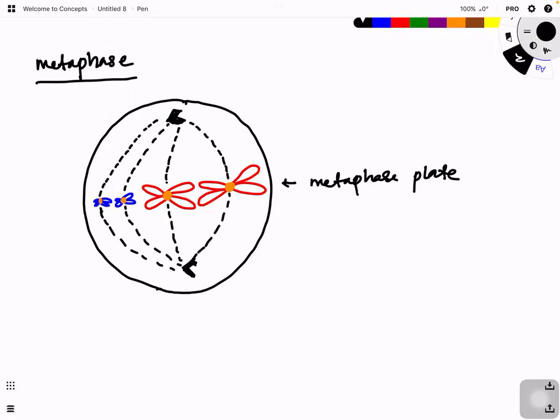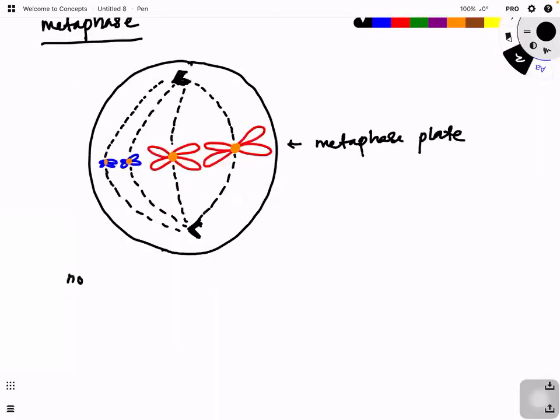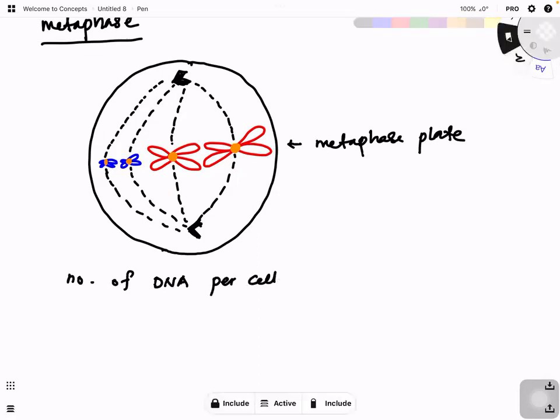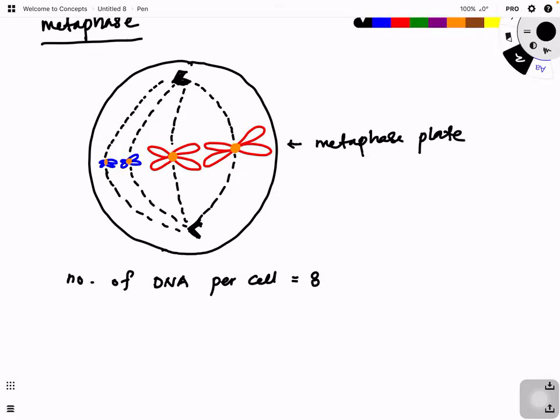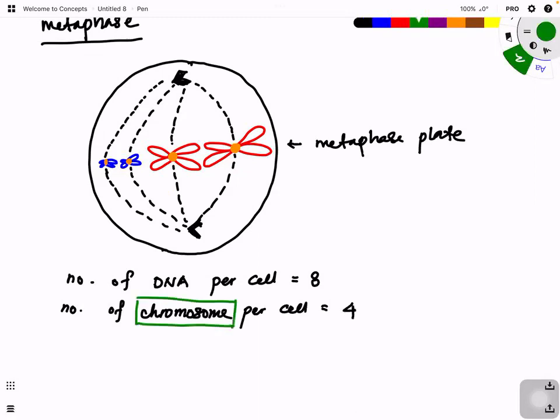Can you see that? Okay, so now the question is, how many DNA per cell? The answer is still 8 because we didn't do any divisions, correct? Okay, so how about number of chromosome per cell? In this case, still 4. So actually the chromosome here again refers to the metaphase chromosome.